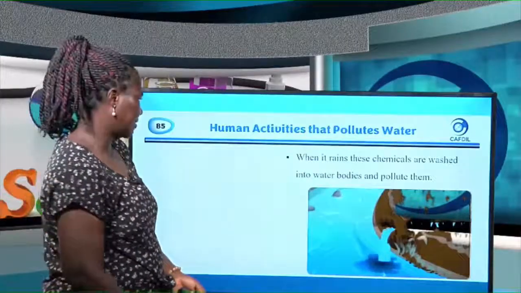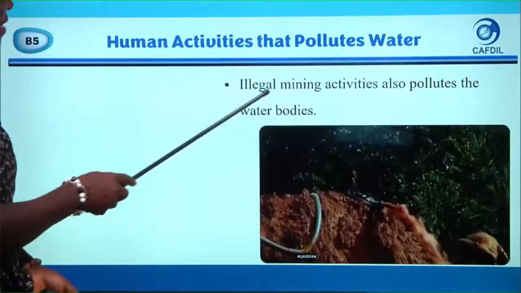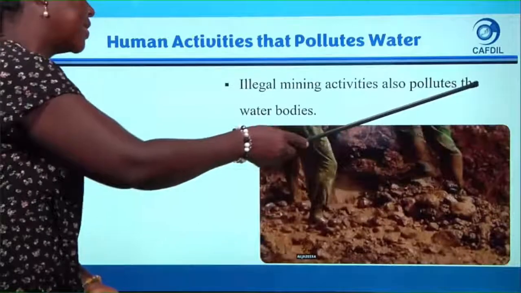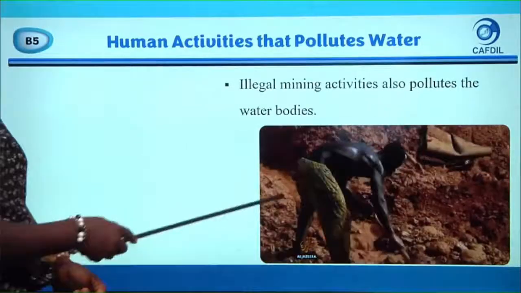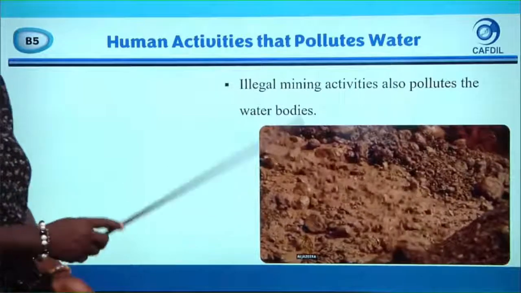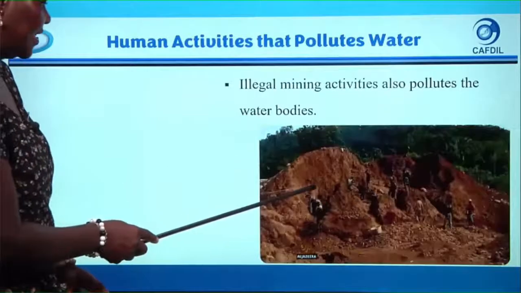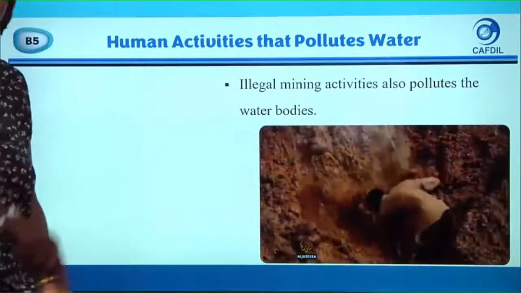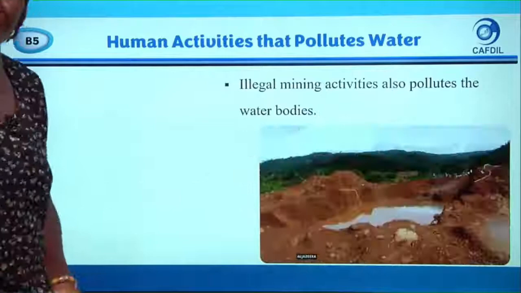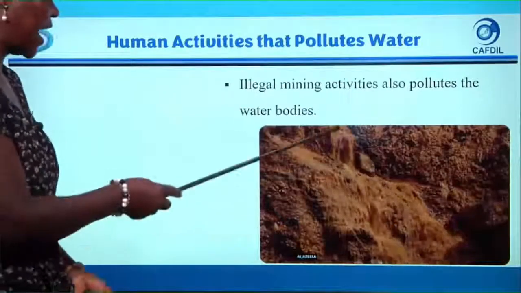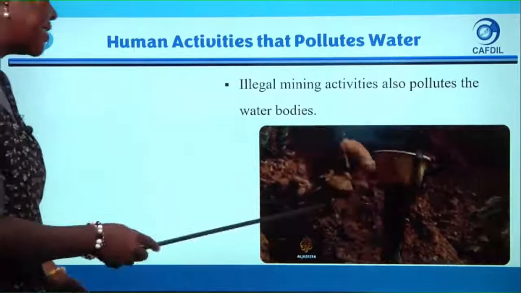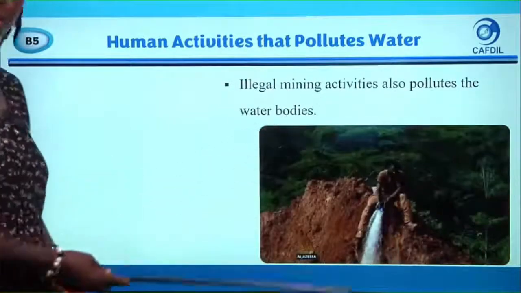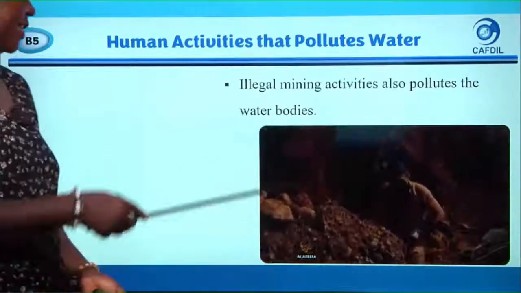The next one is illegal mining activities. Illegal mining activities also pollute the water bodies. Now let's look at this video. Watch this video carefully. Now they are searching for gold, and the water that they are using contains chemicals. The chemical is mercury. Now when the chemical is added to the water, they can see the gold clearly. They will pick the gold, and the mercury will stay in the water.